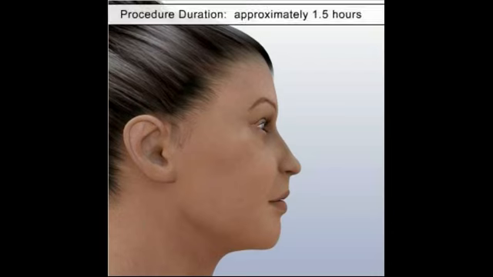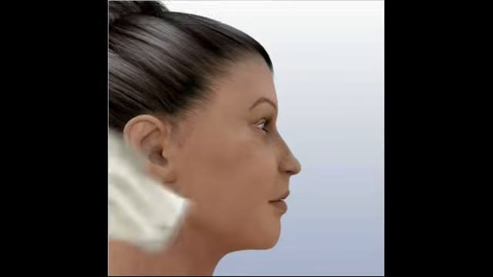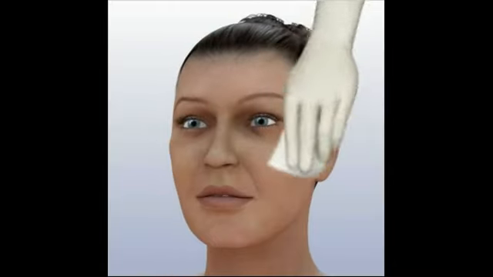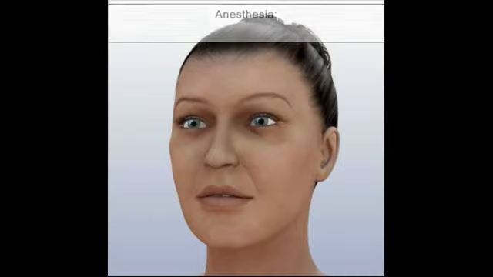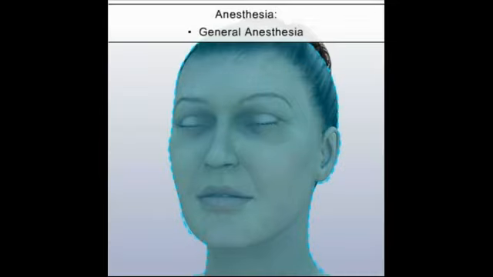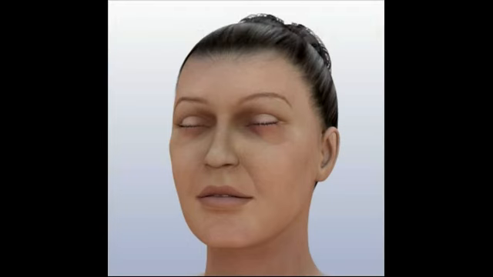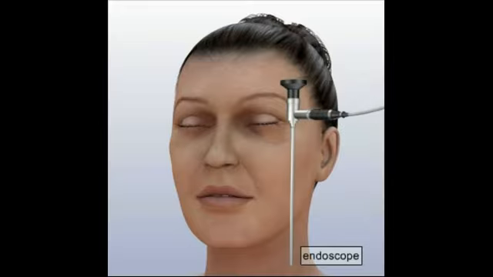A mid-facelift procedure may last approximately 1.5 hours, depending on the extent of treatment. Prior to the start of your procedure, the treatment area will be cleansed and anesthesia will be administered. The procedure will most likely be performed under general anesthesia in which you are asleep. A mid-facelift can be performed using a variety of different incisions and surgical techniques. For example, some physicians may choose to make incisions in the lower eyelid, among other locations. However, the endoscopic approach is gaining in popularity.